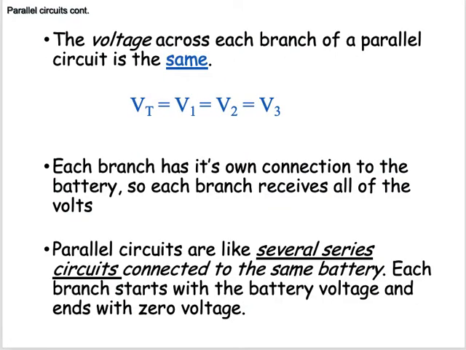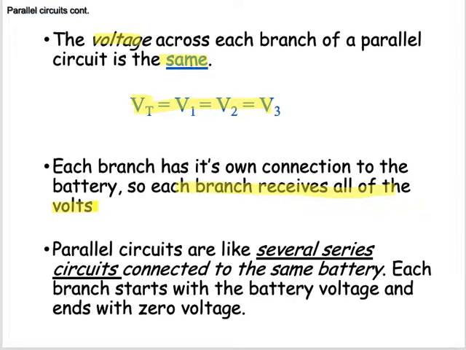All right, let's talk about voltage. So the voltage across each branch of a parallel circuit is the same. Yay! That makes it super easy, right? Because whatever the total voltage is, it's the same for every branch of a parallel circuit. Each branch has its own special connection to the battery, so each branch receives all of the volts. So if you start with the 6-volt battery, branch 1 gets 6 volts, branch 2 gets 6 volts, branch 3 gets 6 volts.